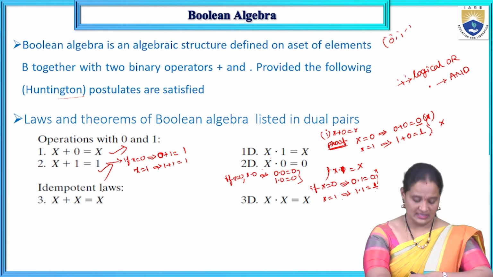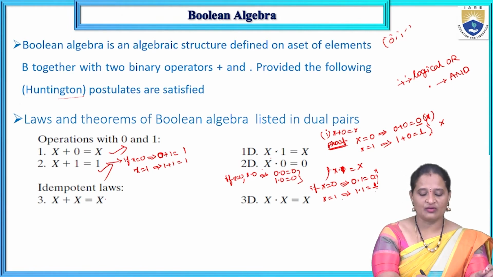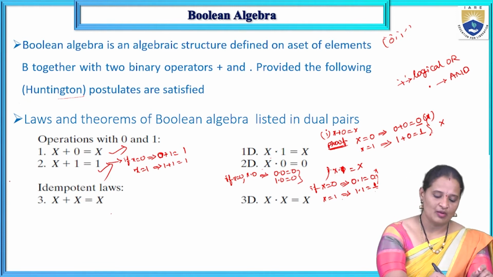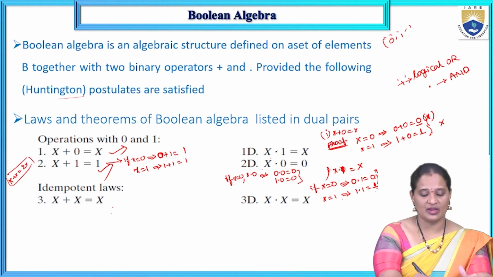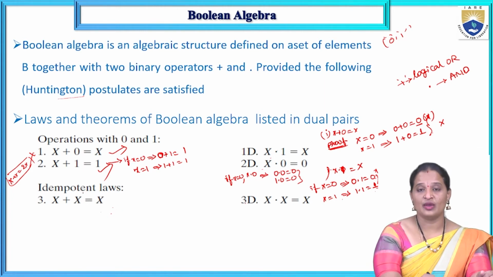Now coming to the next one, the idempotent law. This means that when we add a variable to itself, it gives you that variable itself. That is, x plus x is equal to x. In normal algebra, x plus x is equal to 2x, whereas in Boolean algebra this is not valid. In Boolean algebra, x plus x is equal to x and x dot x is equal to x. This is the idempotent law.